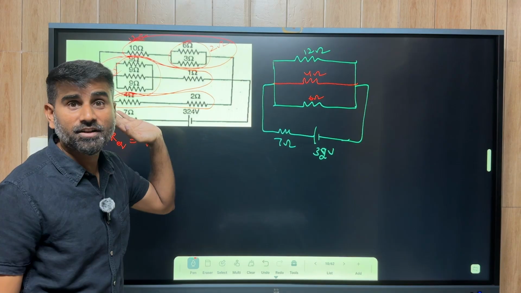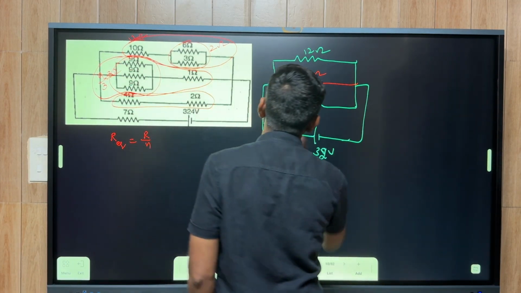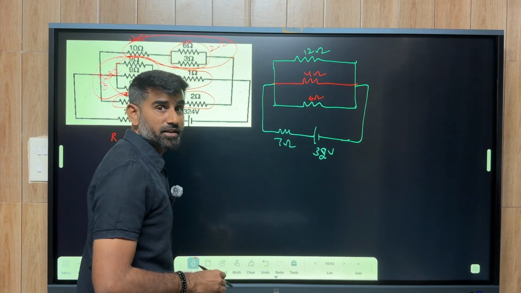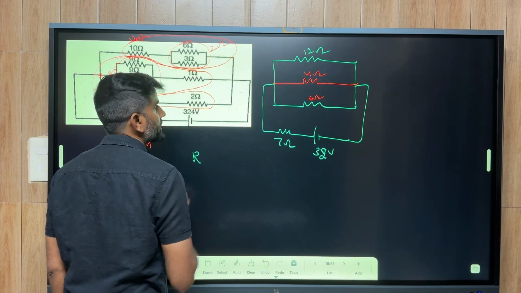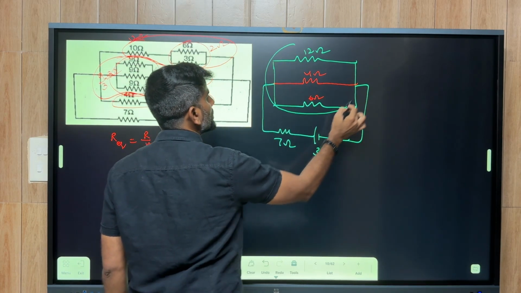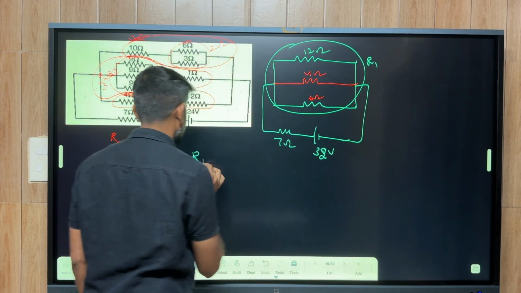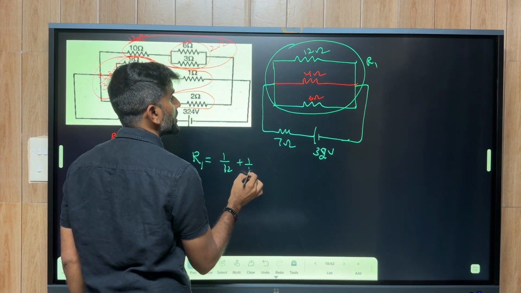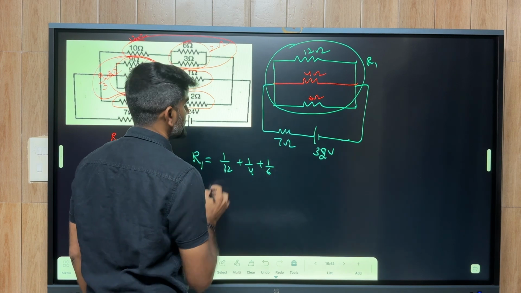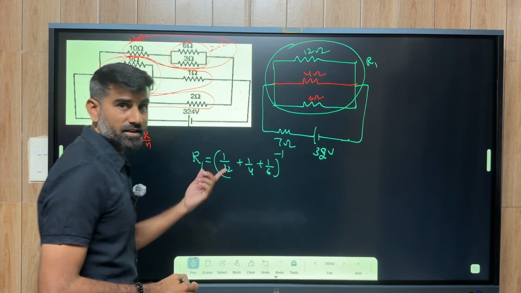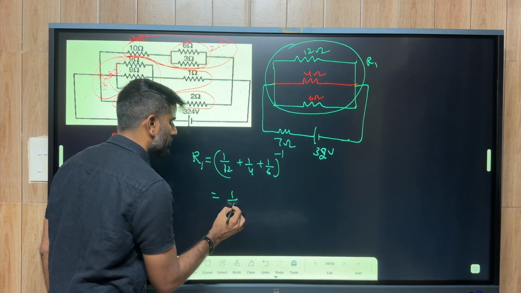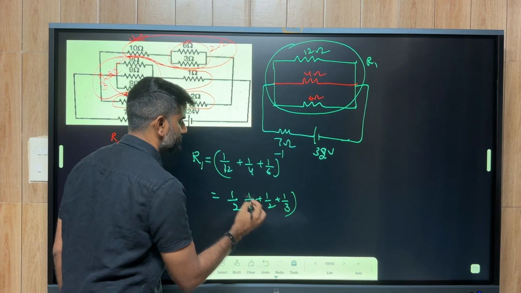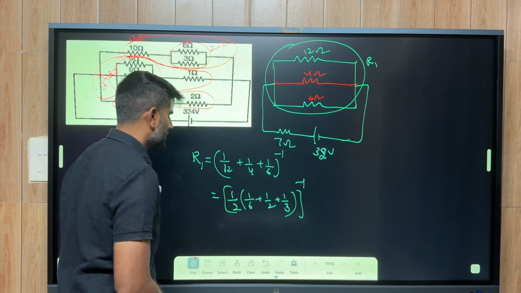Hope the direct step that I followed is clear, right? Okay, now let us simplify this one into a single resistor. As these three resistors are connected in parallel, let us suppose this entire resistance is R1. R1 is equal to 1 by 12 plus 1 by 4 plus 1 by 6 whole inverse, as they are connected in parallel. I am going to take 1 by 2 as common. Here it is 1 by 6, 1 by 2 and 1 by 3 whole inverse. What am I getting here?